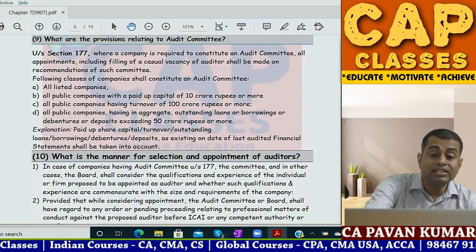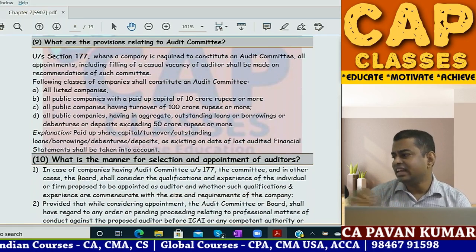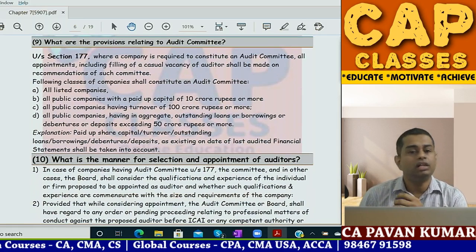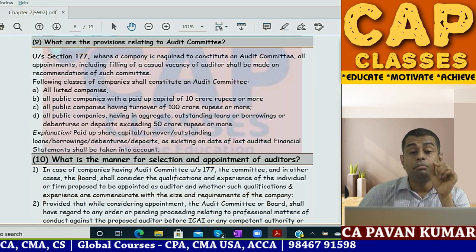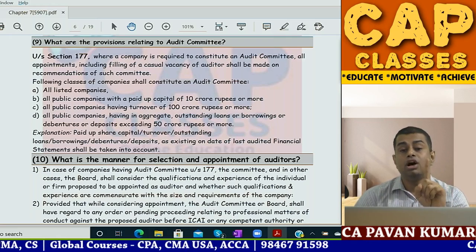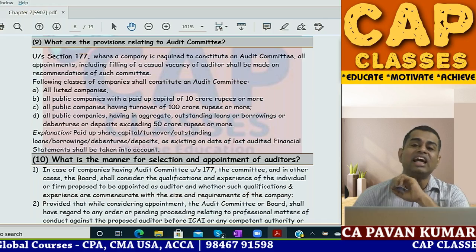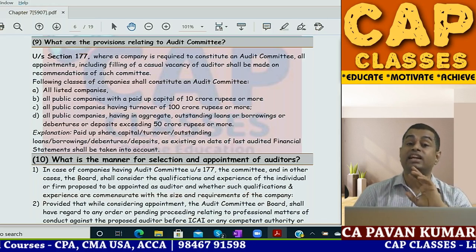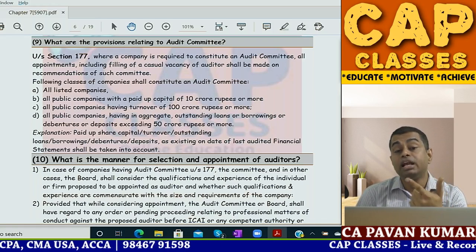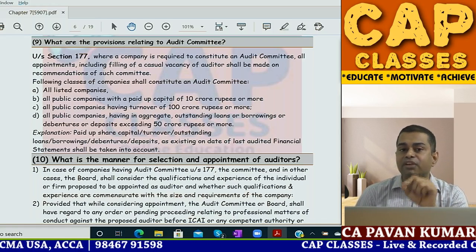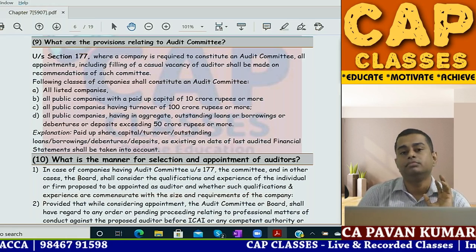Now let us understand what is an audit committee. Section 177. Is it necessary that every company should have an audit committee? The answer is no. Every company need not have an audit committee. So who must have an audit committee? 1. All listed companies. 2. Public limited companies satisfying 3 criteria. Any of the 3 criteria, not all the 3 criteria. All listed companies, and public limited companies satisfying either A or B or C. They should have an audit committee. Read that.